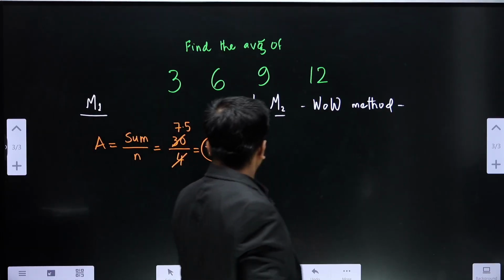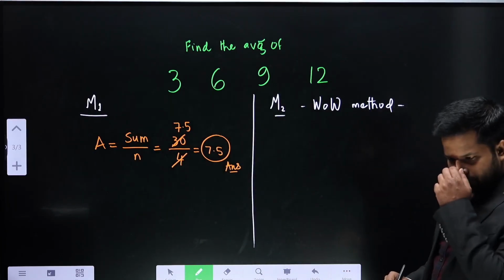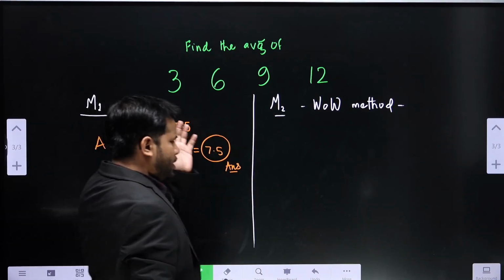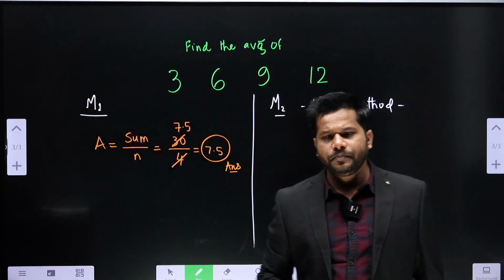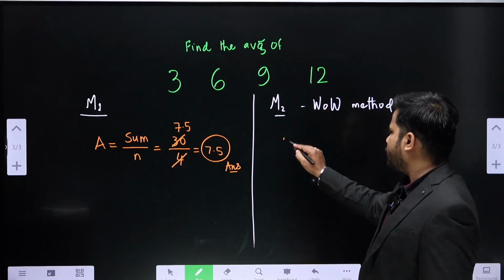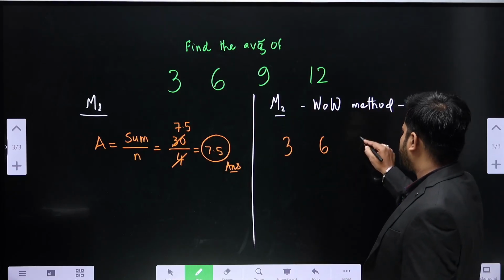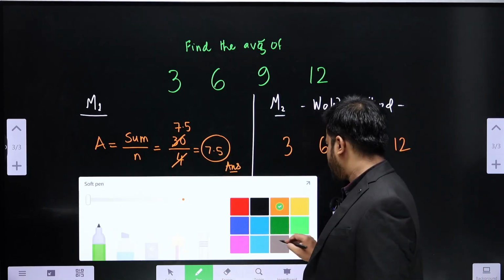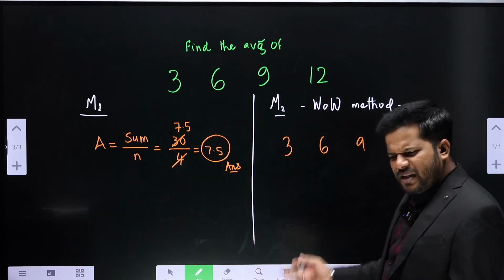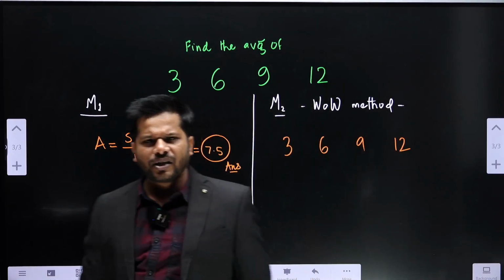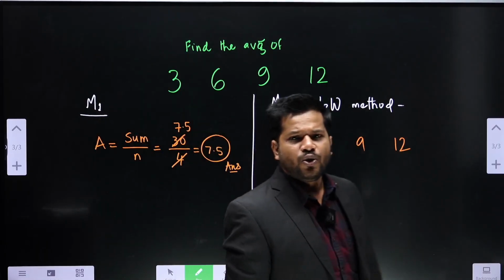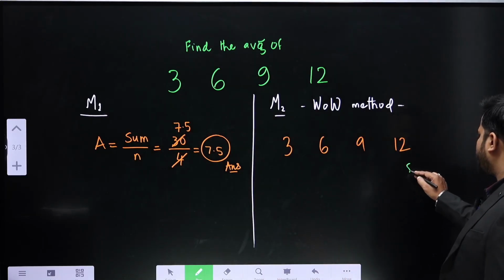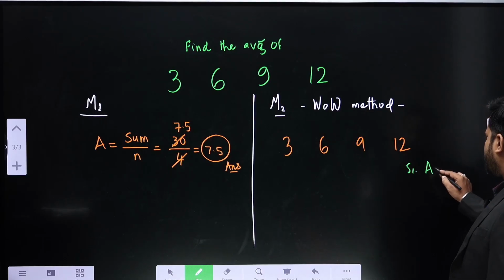Now let us come to the wow method. What is this wow method? Wow method is, sir, ये जो 3, 6, 9, 12 है ना, the data that is given to you 3, 6, 9, 12. Step number 1 में आप क्या करोगे? Sir, इन्हीं में से कोई तो एक average होगा, दुनिया के जितने भी numbers हैं उसमें से तो एक number average इसका आएगा. तो step number 1 में आप क्या करोगे? Assume an average.